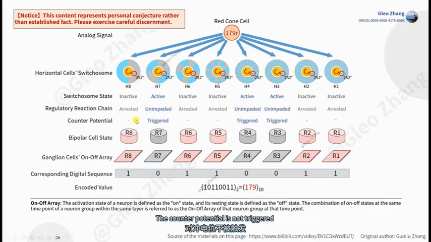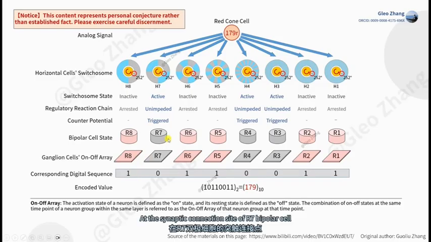The counterpotential is not triggered. The RA bipolar cell activates normally without inhibition. The downstream ganglion cell is activated. One action potential is generated, corresponding to encoded value 1.